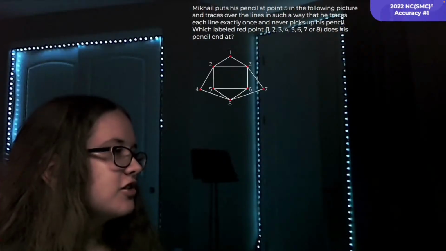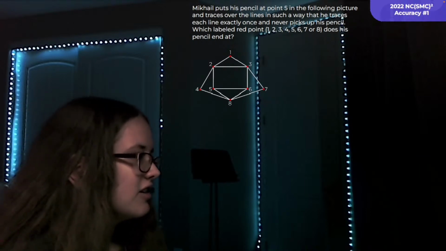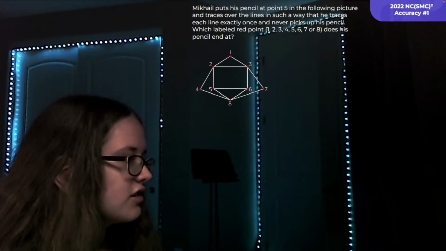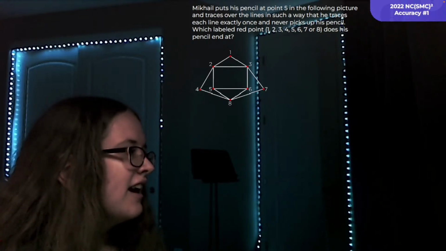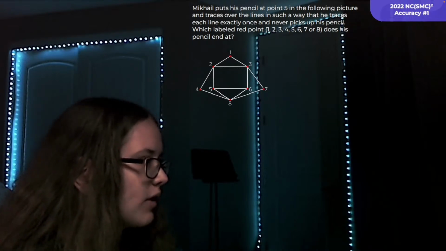Wow, new type of problem. So this is going to be accuracy number 1. Mikhail puts his pencil at point 5 in the following picture, and he traces over the line in such a way that he traces each line exactly once and never picks up his pencil. Which labeled red point does his pencil end at?